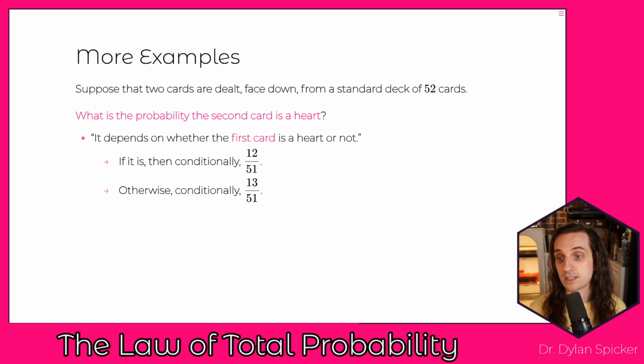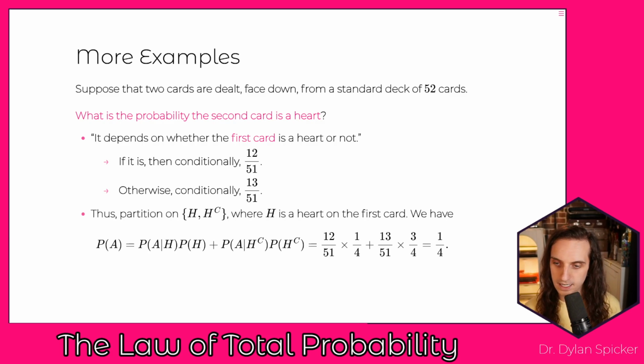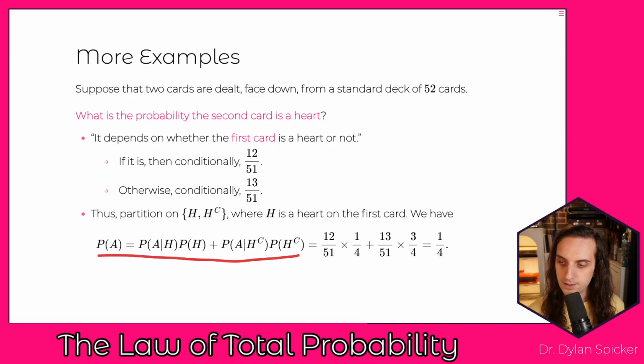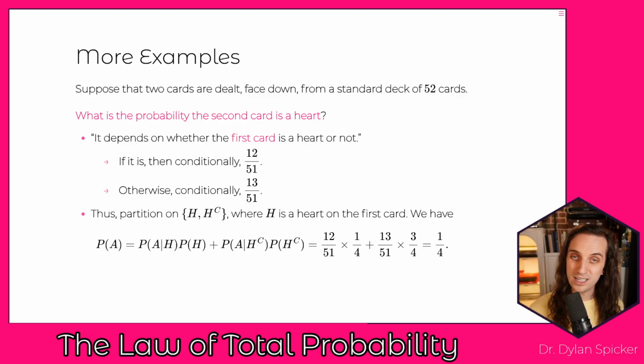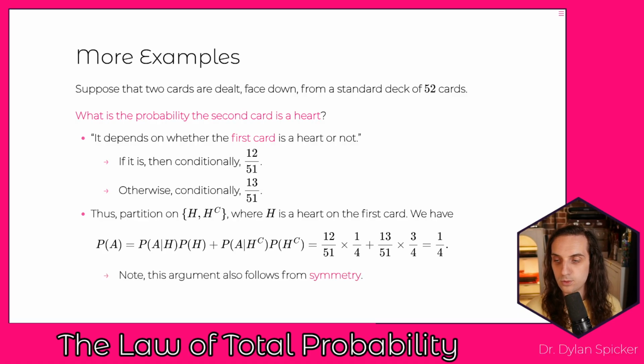If it's not, then there's a 13 out of 51 chance. Okay, so taking H and H complement to be the partition, then we have the probability that our second card is a heart broken down using the law of total probability. We have 12 out of 51 times 1 in 4, plus 13 out of 51 times 3 out of 4. That gives us 1 out of 4. Now, intuitively, we could have worked out that this would have been 1 in 4.